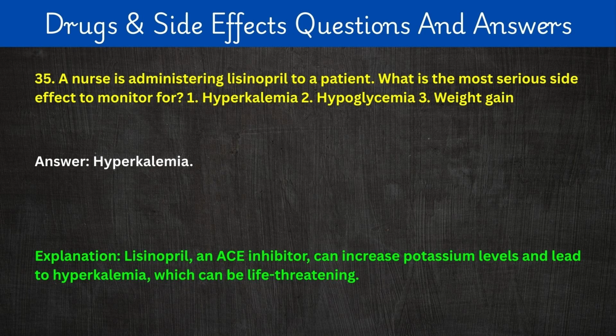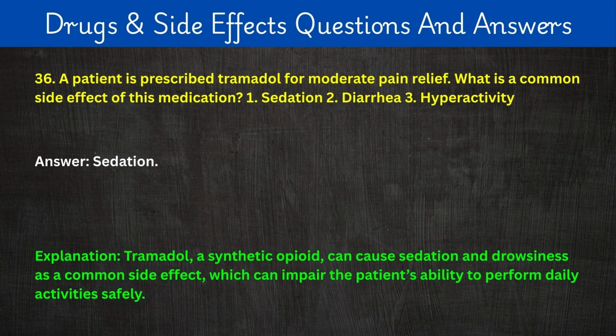35. A nurse is administering lisinopril to a patient. What is the most serious side effect to monitor for? 1. Hyperkalemia. 2. Hypoglycemia. 3. Weight gain. Answer: hyperkalemia. Explanation: lisinopril, an ACE inhibitor, can increase potassium levels and lead to hyperkalemia, which can be life-threatening.